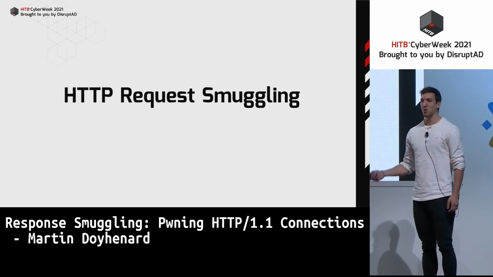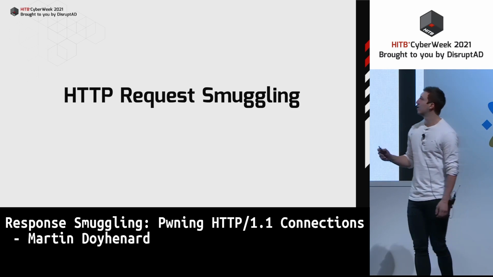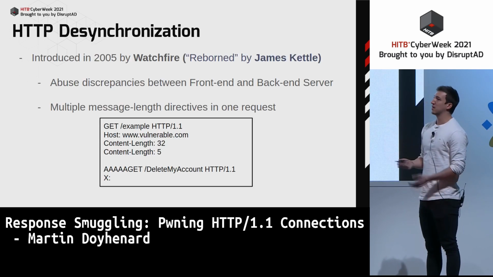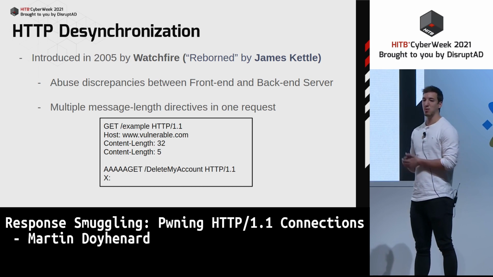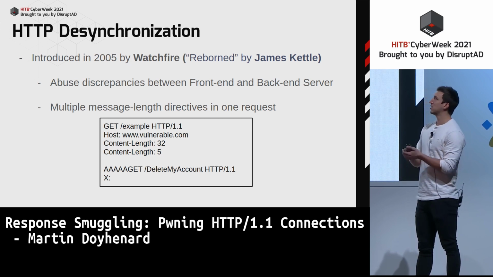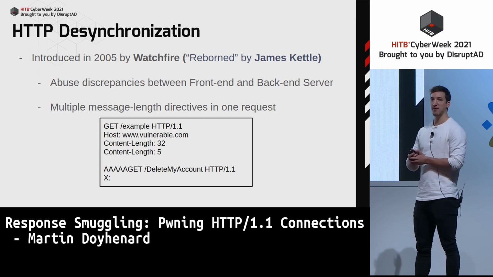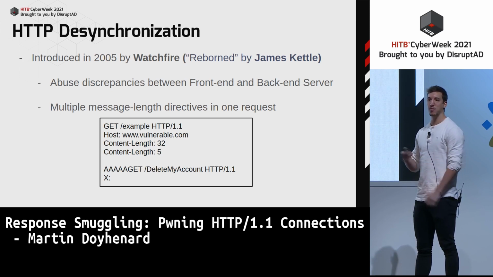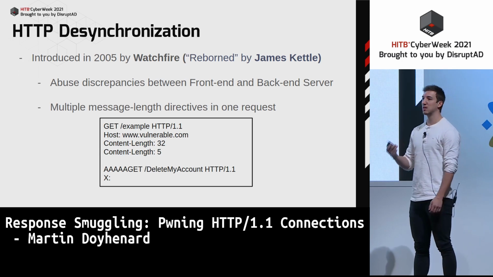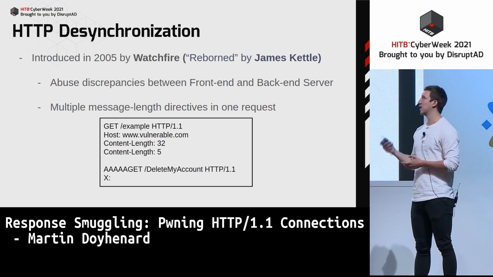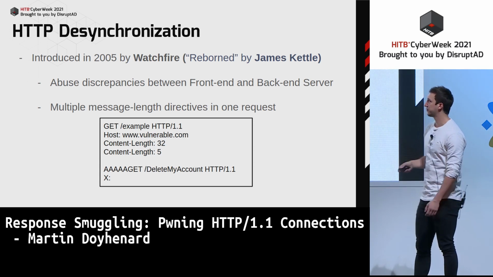So, what is request smuggling? The idea behind request smuggling is to exploit HTTP desynchronization vulnerabilities. This kind of vulnerability was discovered in 2005 by Watchfire and reborn in 2019 by James Kettle, who presented a set of methodologies that could be used to exploit this kind of vulnerability in a much more reliable way.